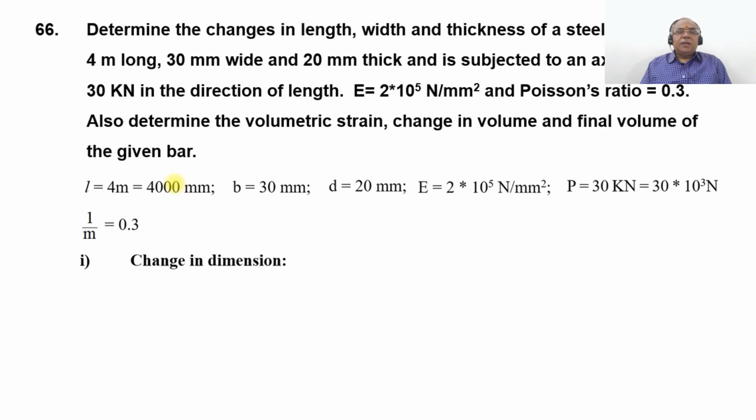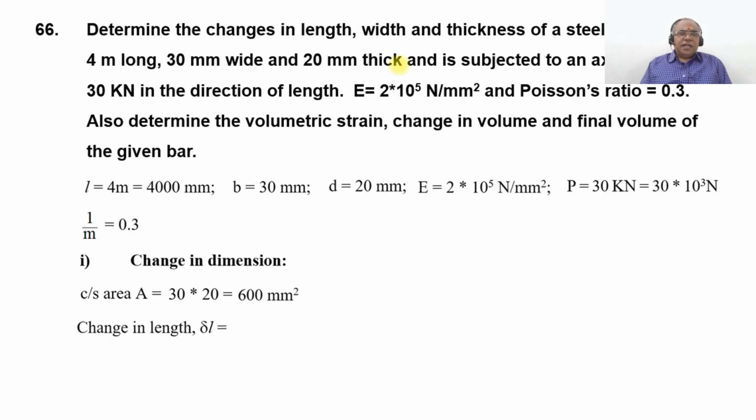So what are all the change in dimensions? First we need to check. So since we know the length, here first we are going to find out the cross-sectional area. So what is the cross-sectional area? As the load is applied along the length, naturally the cross-sectional area will become width and thickness. So the width and thickness is 30 mm wide and 20 mm thick. So that will be 30 into 20. So it will be 600 mm square.